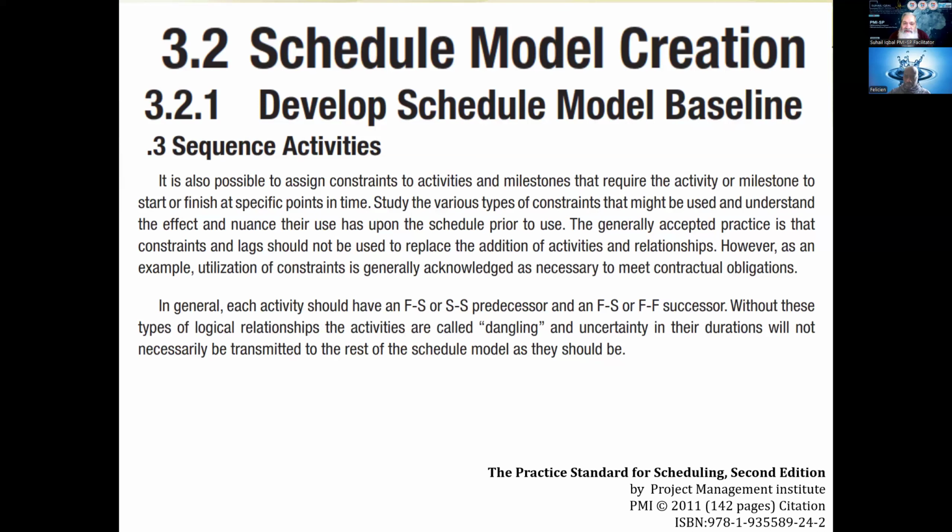Without these types of logical relationships, the activities are called dangling. If an activity is not linked to anything, it is hanging in between. That is called a dangling activity. And there is uncertainty in their duration. It is not part of the schedule because it is not connected to the schedule, right? So that should not exist. All activities should be connected by some kind of relationship. And it is always a closed loop. The network diagram is always a closed loop.